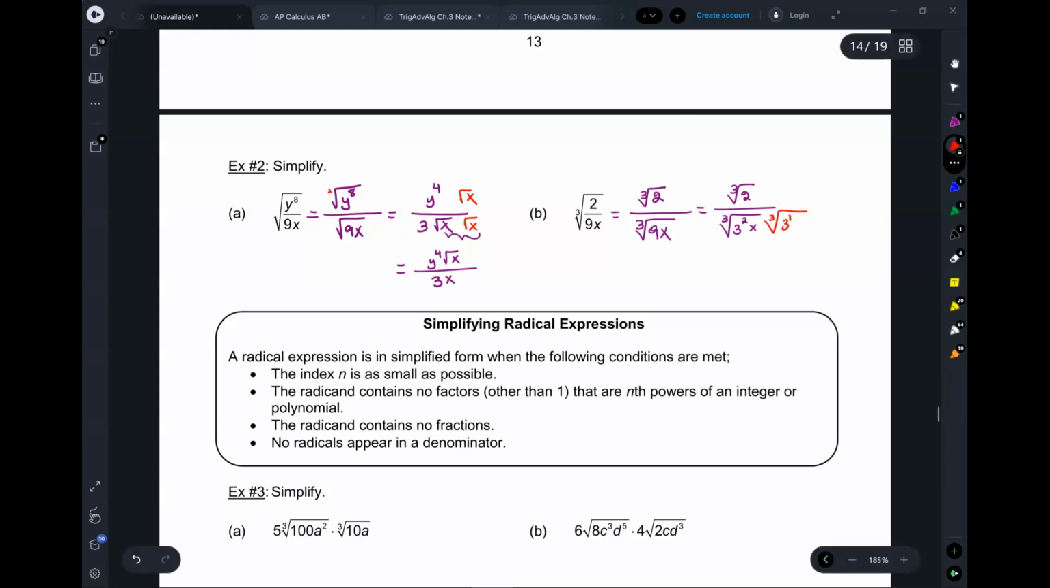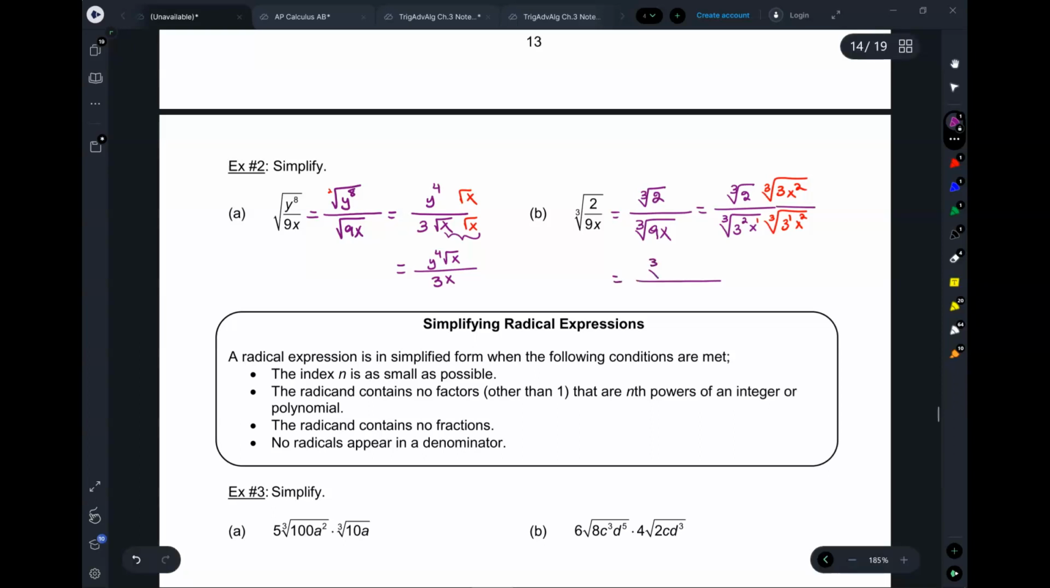Okay? Now, look at the x's. 3 minus, what do I subtract? What's the exponent of the x? 1. So 3 minus 1, 2, so it'll be x squared. Okay? So now I multiply by cube root 3x squared, top and bottom. So let's see what we're going to have.